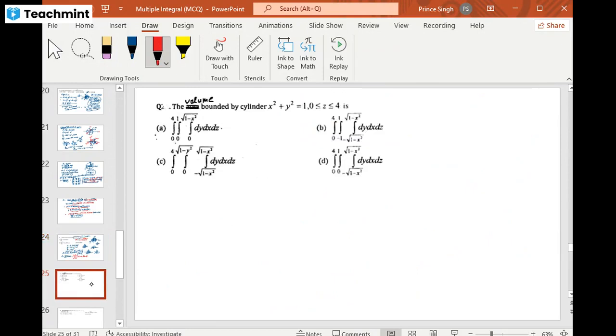Okay, now let us move to the next question. The next question is the volume bounded by the cylinder. What is the cylinder? Basically, if we consider a circle in three dimensions, it will construct an infinite cylinder, because in this case x square plus y square equal to 1 is a circle in the xy plane. So if there is no restriction on the z axis, it will construct an infinite cylinder, right? But in this case, it is bounded by the planes z equal to 0 and z equal to 4.